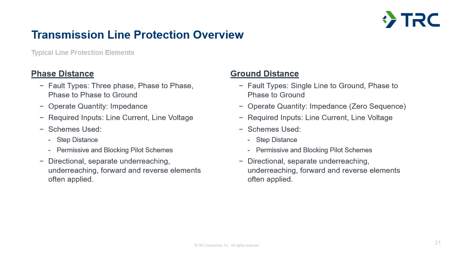So phase distance, again, we're looking at phase quantities, and three-phase, phase-to-phase, and phase-to-phase-to-ground fault types will be detected. We're going to operate on impedance, and we need voltage and currents to operate the element. And we'll use these either in a step distance scheme, which we'll talk about tomorrow, or a permissive or blocking pilot scheme, which is one of the communication-assisted type schemes.